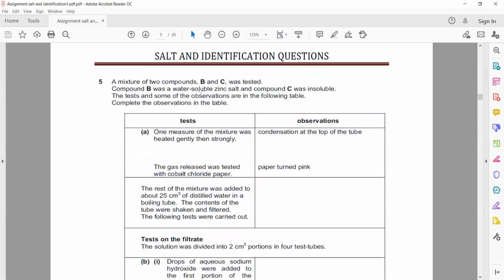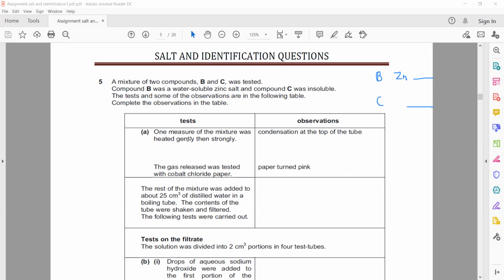A mixture of two compounds B and C were tested. Compound B is a water-soluble zinc salt where compound C is insoluble. So in the question they mention you have two salts. One is B, another one is C. B is a zinc salt. Zinc is there, and what else with zinc? You don't know. And C, you don't know anything about C.